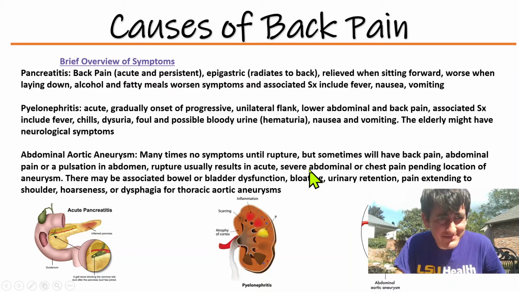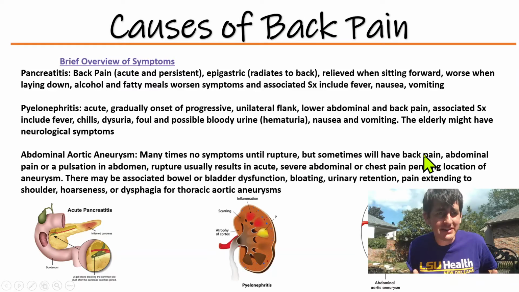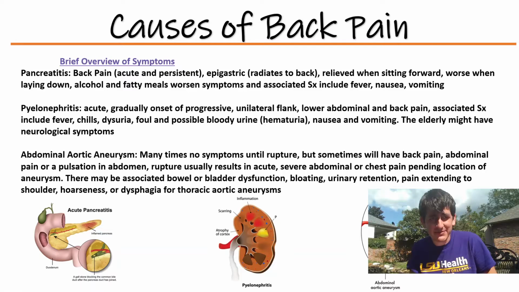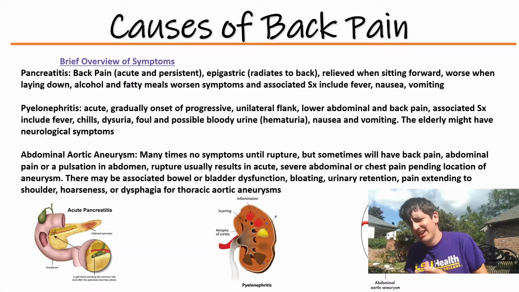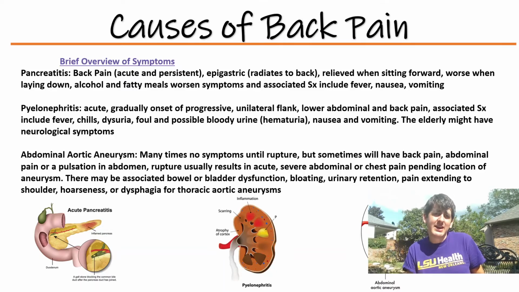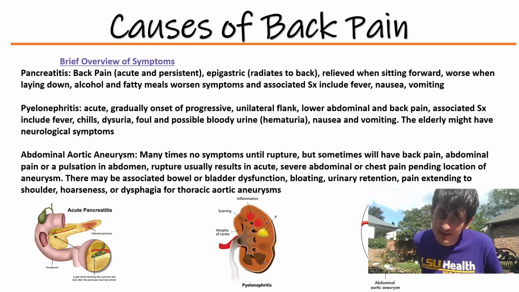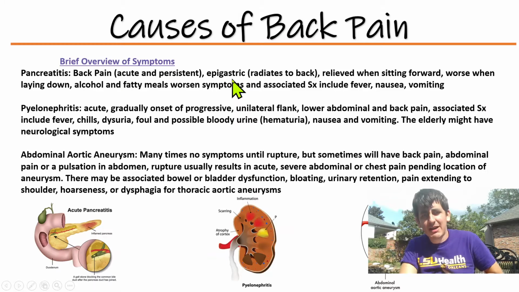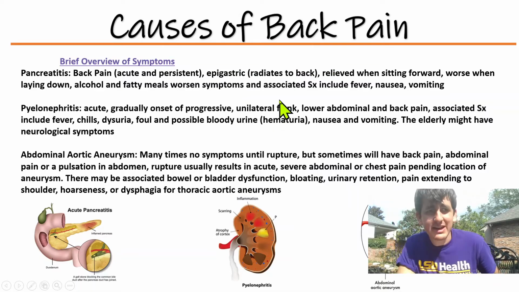Okay, so a brief overview of symptoms. I'm not going in depth on these because we probably will make videos on these. But we just want to know how to differentiate these briefly in someone with back pain, because usually you can tell, right? Pancreatitis, you're going to have back pain, acute and persistent. Our other causes of back pain might be acute, but this is going to have epigastric pain. So it's going to include abdominal pain in the front, and it's going to radiate to the back. And it's going to be relieved when sitting forward, worse when lying down.